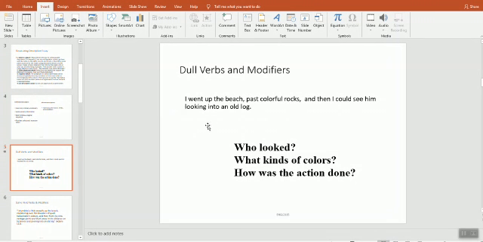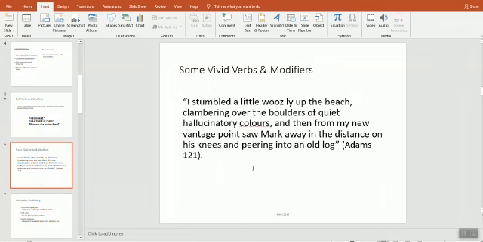So who is looking at? What kind of colors? Past colorful rocks. You have simply told colorful rocks. Which colors were these, fascinating colors? Were the colors pink or brown or purple? What sort of colors were these? Then how was the action done? How did you do it actually? So we are now going to see a better version of this sentence. Now here we are saying: I stumbled a little woozily up the beach.